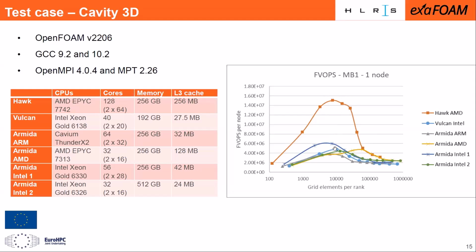And we see that for almost all platforms, the sweet spot is around 10,000 grid elements per core. Only this AMD system from E4 has the sweet spot with larger grids.